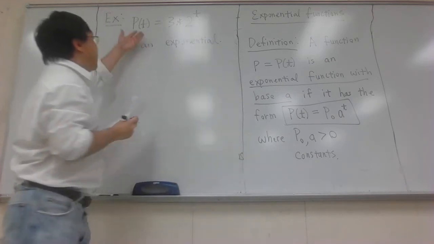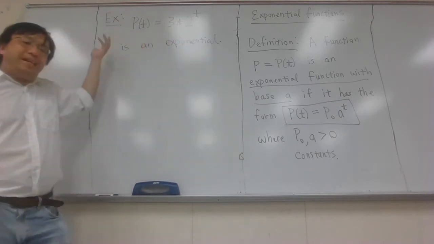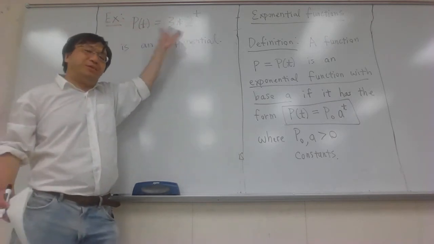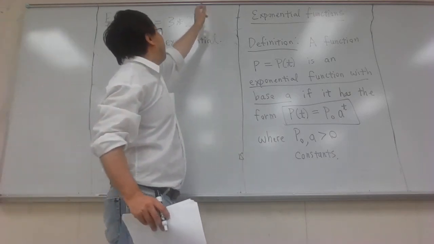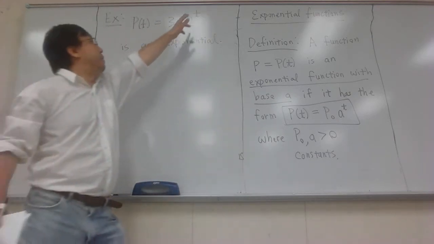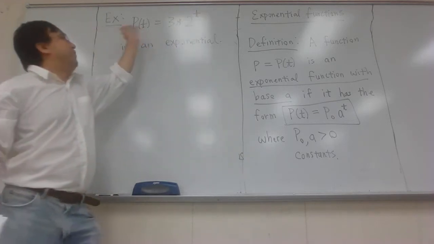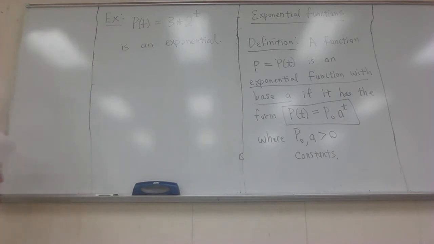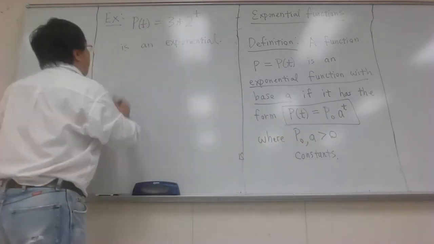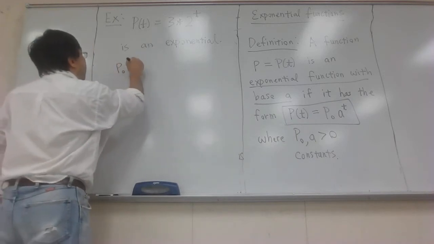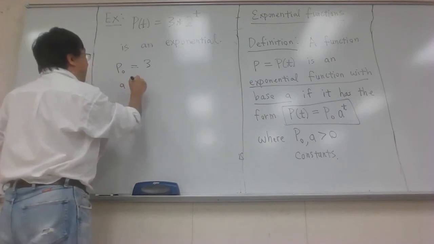Okay, so this is an exponential function, right? Because this is an exponent. An exponential function is something with the form of an exponent, and the input variable t is in the power. So this is an exponential function because it has the form of an exponent. And you can see what the concrete numbers P naught and A are. Well, you can see over here that P naught is equal to 3, and the base A is equal to 2.